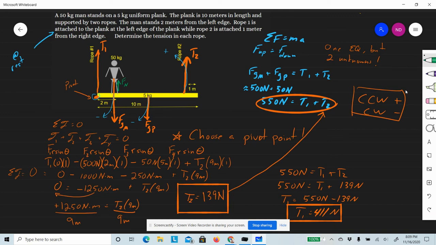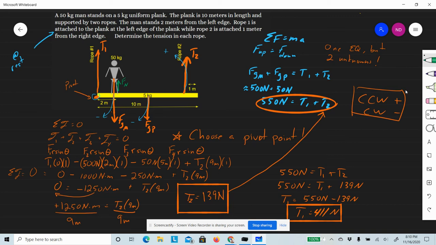But the rope pulling up on the plank, T1 or T2, the weight of the man pushing down on the plank, the weight of the plank itself, that's the earth pulling the plank, and that would cause it to rotate. But the normal force, the support of the man pushing up on the man, it's on the man, it's not on the plank. It doesn't cause the plank to rotate. So it doesn't get factored into our math here.